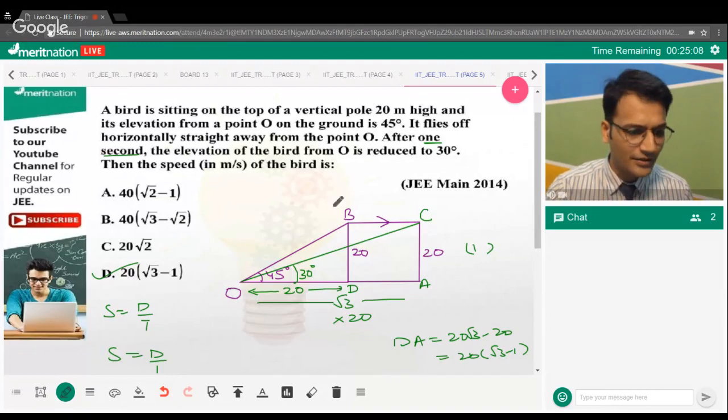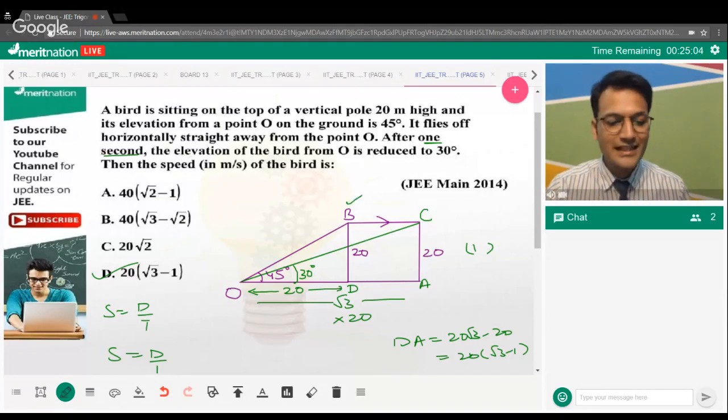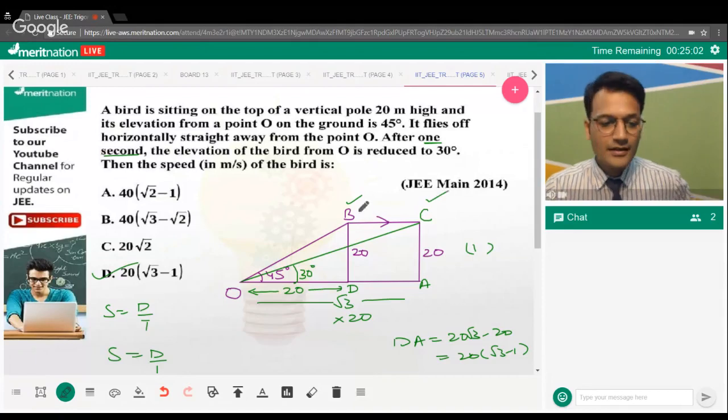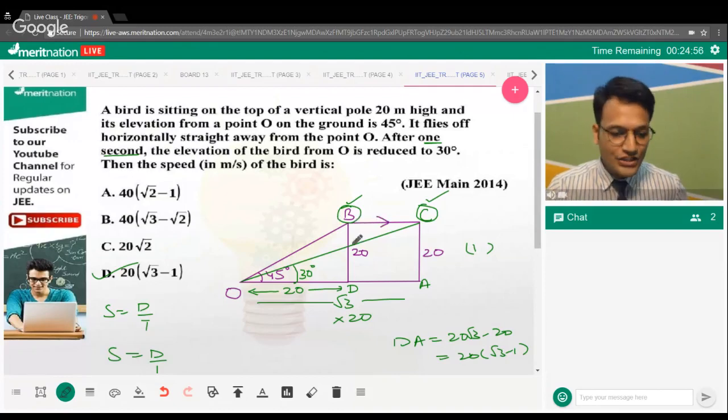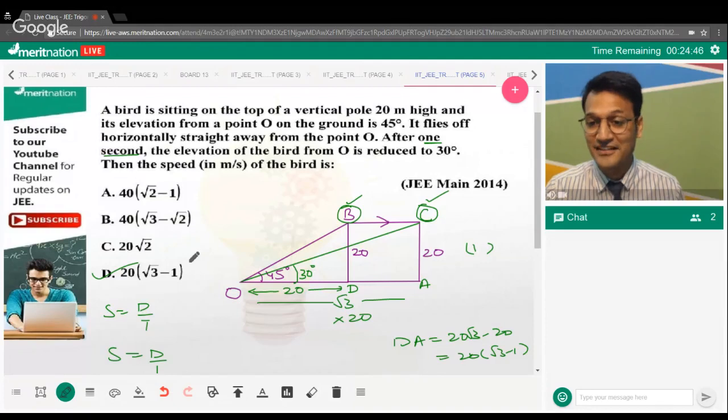The question is, the speed of the bird is what? So bird started from here, went to this place. In 1 second, the distance from B to C was 20 root 3 minus 20. The answer turns out to be D. Hopefully everyone is clear with it.